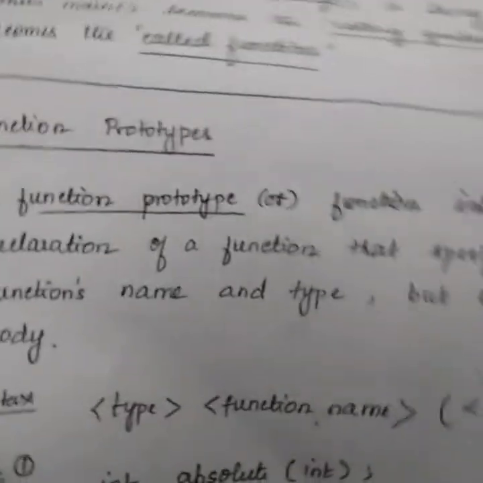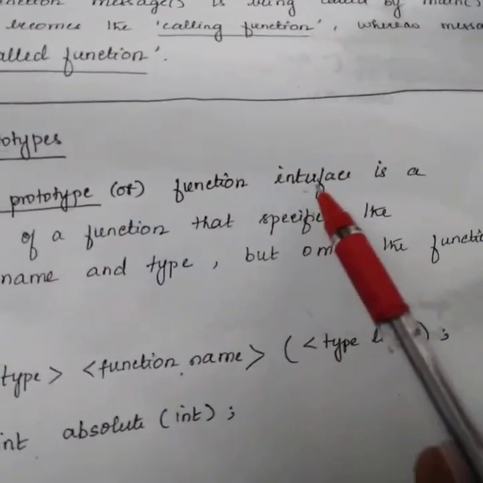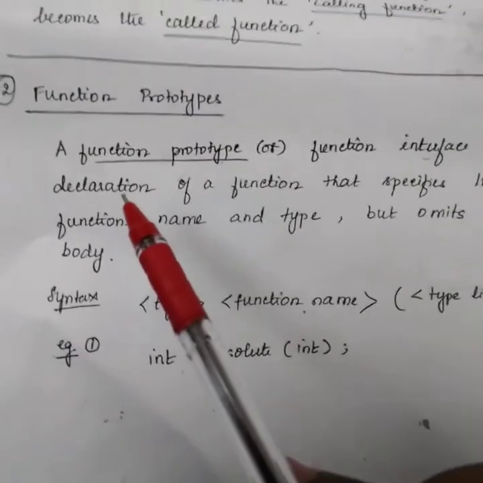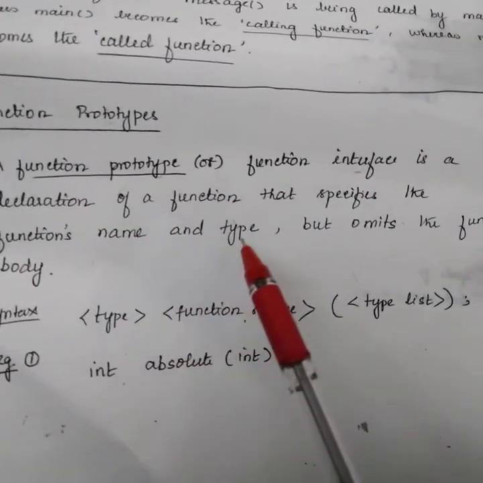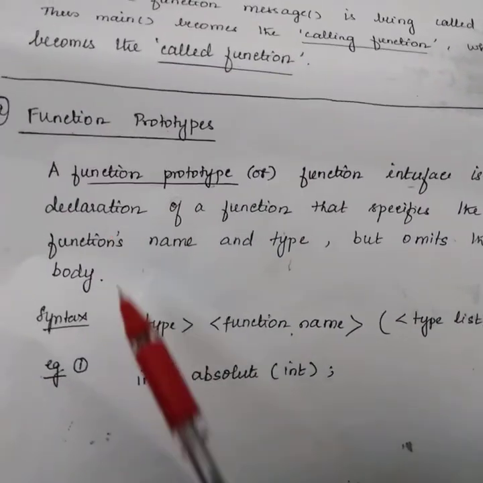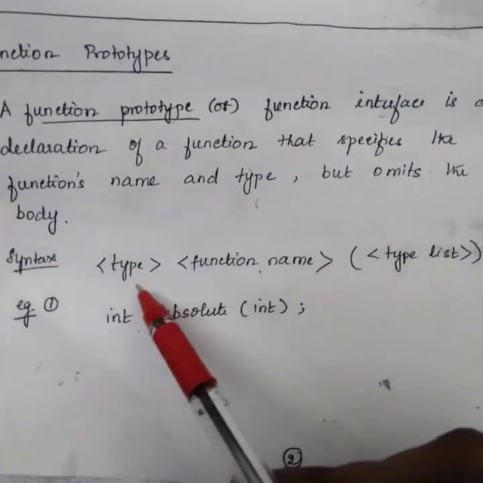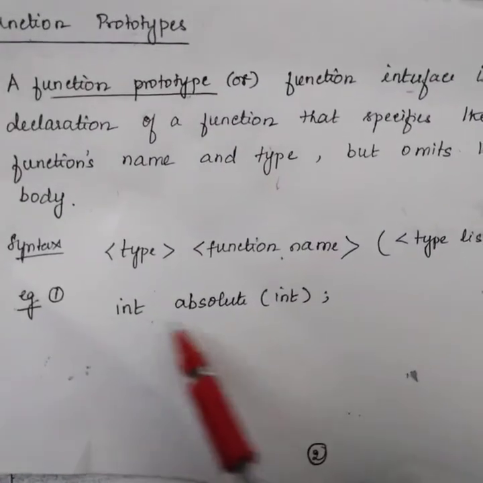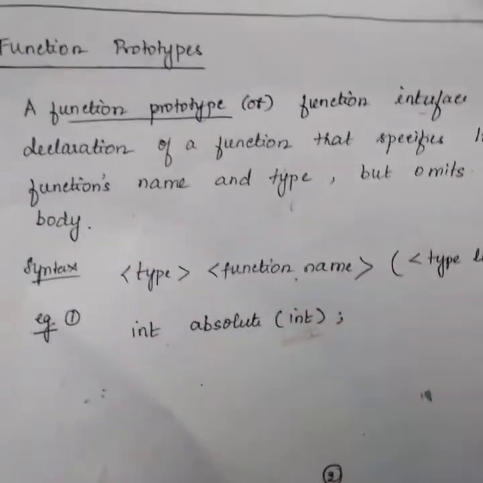Now let's see function prototypes. What is called function prototype? Function prototype can be also called as function interface. Function prototype or function interface is a declaration of a function that specifies the function name, type, but omits the function body. Its syntax will be like this: type, that is data type, function name, and the argument list. For example, int absolute of int. This is one argument. This is the data type, this is the function name.